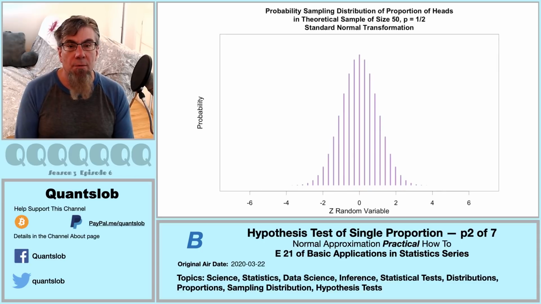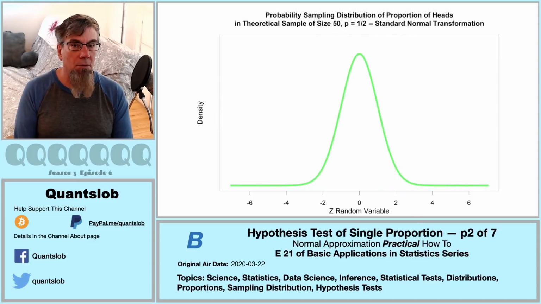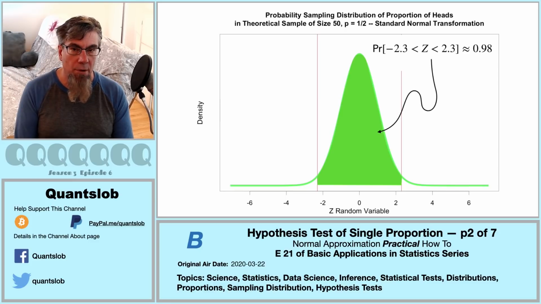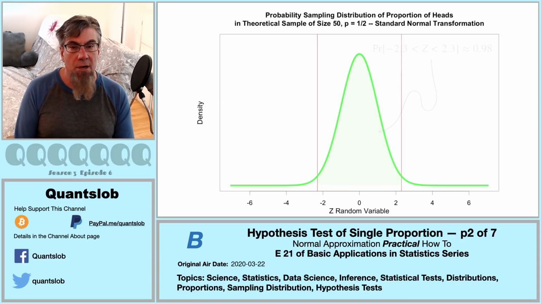This distribution here, the proportion of heads from a theoretical random sample of 50 flips, can be approximated or modeled, if we prefer, by a standard normal random variable. The probability that our standard normal random variable is between -2.3 and +2.3 is about 0.98, or 98%. Converting a normal quantile region, like the region between -2.3 and +2.3, into a probability, like 0.98, can be done in a number of different ways. The old school way is to use a table. The more modern approach certainly is to use software. We can use an online calculator. I've included links in the video description if you want to check out some resources.